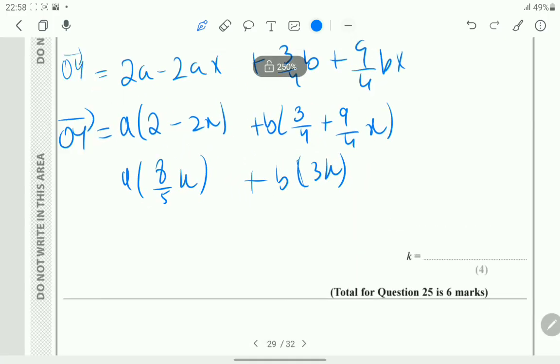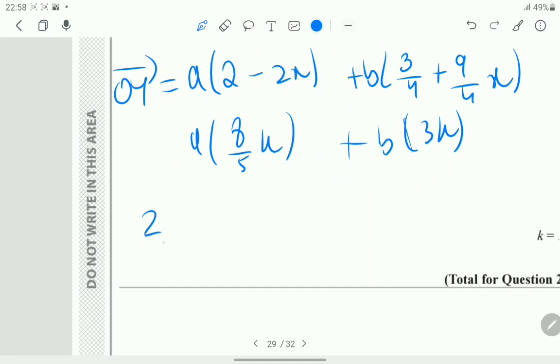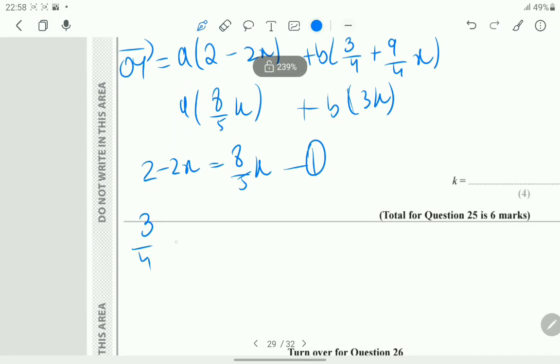So solving these simultaneously, we get 2 minus 2x equals 8/5 K. This is our first equation, and 3/4 plus 9/4 x equals 3K. And now we have two variables in two equations. You can solve them simultaneously. I am going to use a calculator. Your examiner requires some sort of working, so please don't skip that.